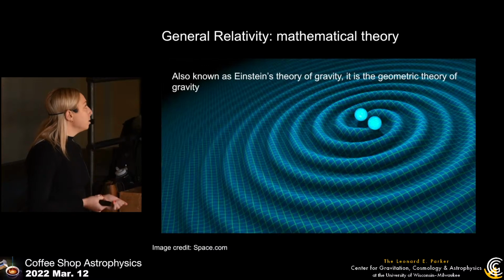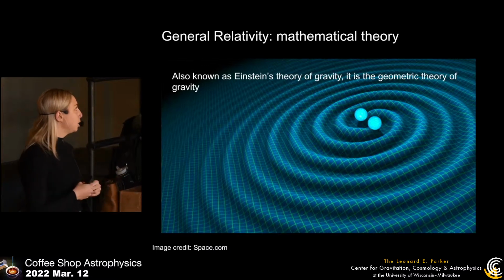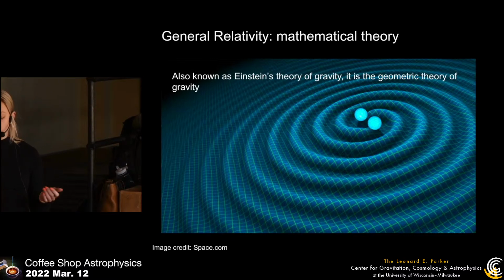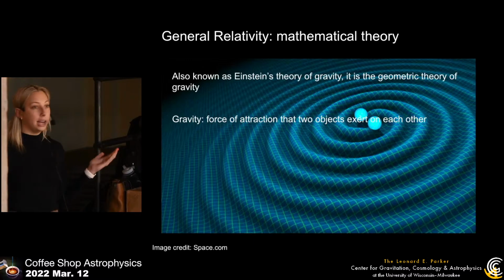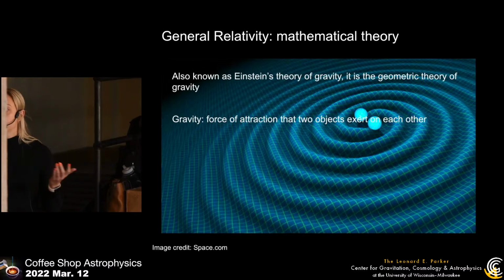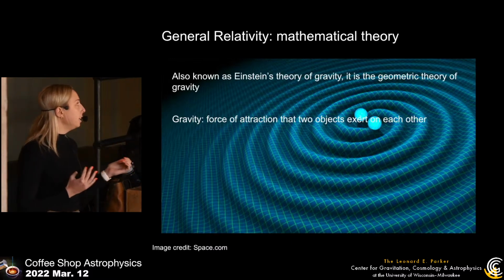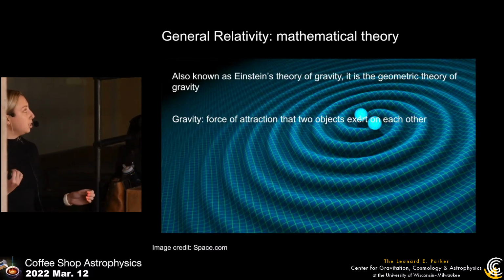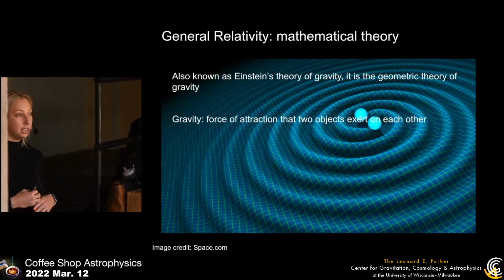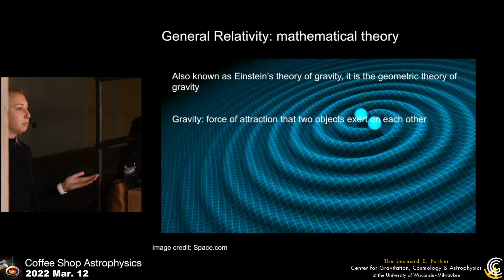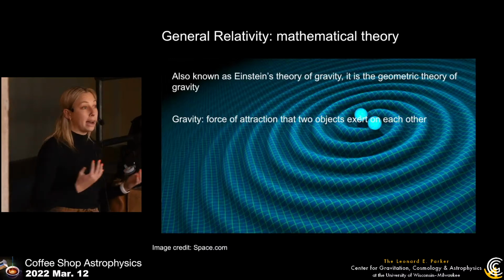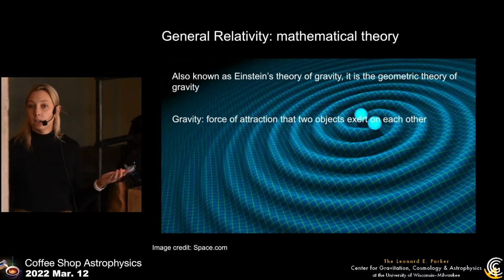So it is also known as Einstein's theory of gravity, and it is the geometric theory of gravity. Before Einstein came up with this theory, we had Newton using his law of gravity describing the universe. And he defined gravity as the force of attraction that 2 objects exert on each other. So gravity depends on the mass of 2 objects and then the distance between them. The more massive object will feel the greater pull.